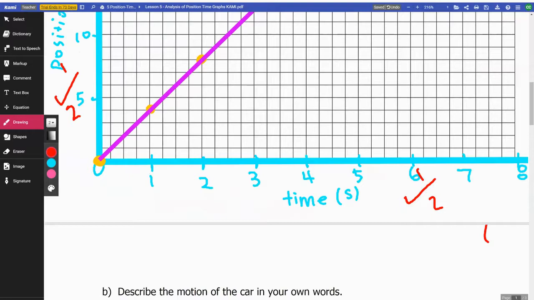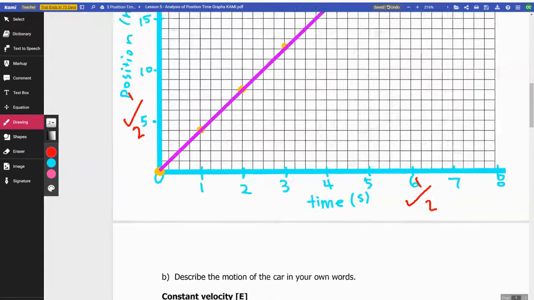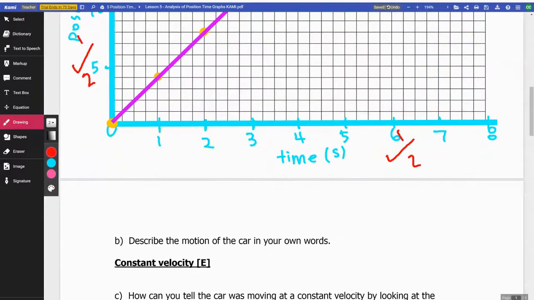So I need you to fill it in. Describe the motion of your car. Every time we're describing the motions, there are 2 parts. You have to include the direction. I'm just going to put in drawing.